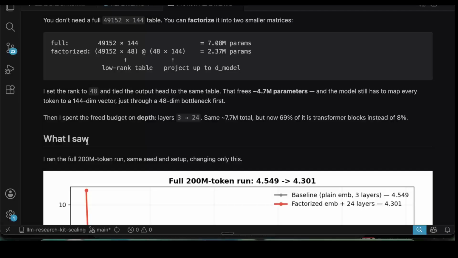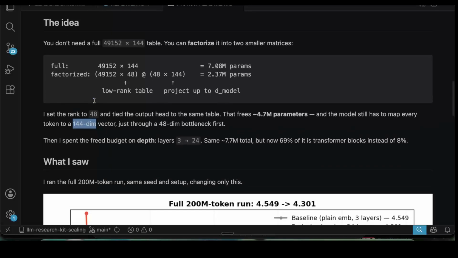So the model is still mapping each of the tokens to a 144 dimension vector. But there is now this bottleneck that's going to massively reduce the amount of total parameters we need. Because these are matrix multiplies, you have two smaller numbers here.